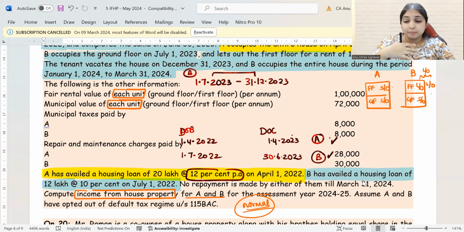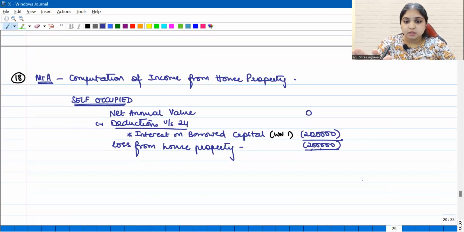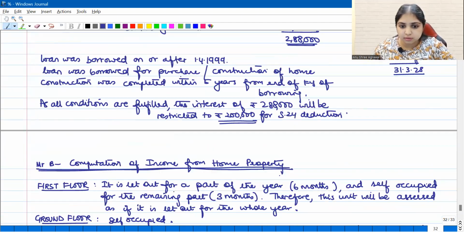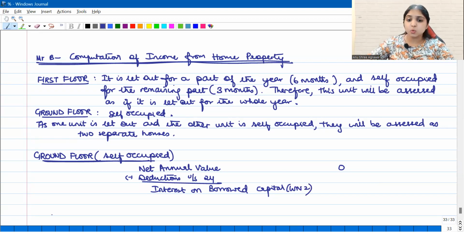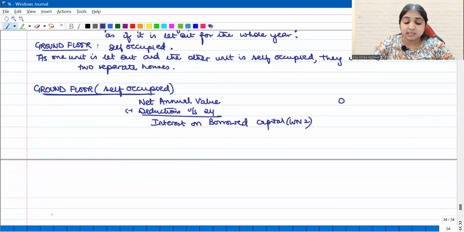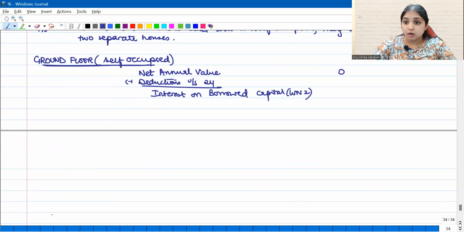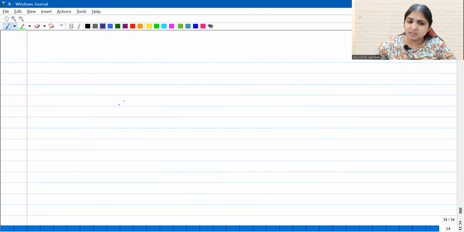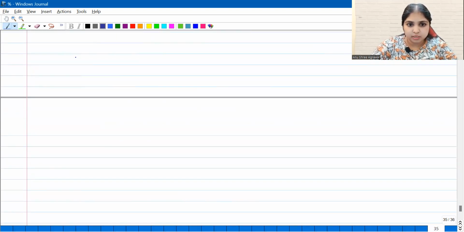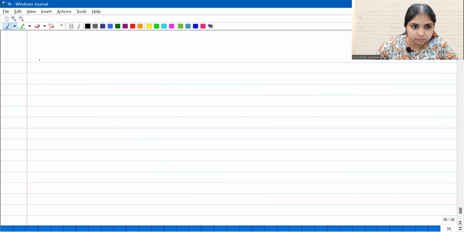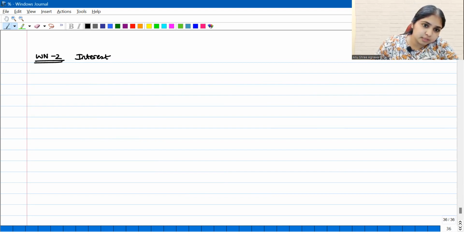Okay, so again, we'll need a proper full-fledged working note. So what you do is after this, given brackets over here, give reference to working note number two. Okay, and after that, leave ample space, leave around 20 lines gap because you'll have to do first floor computation also. So leave easily around 20 lines gap, and then after that, write down working note number two hyphen interest, Mr. B.